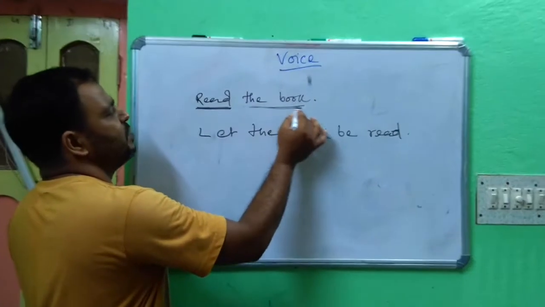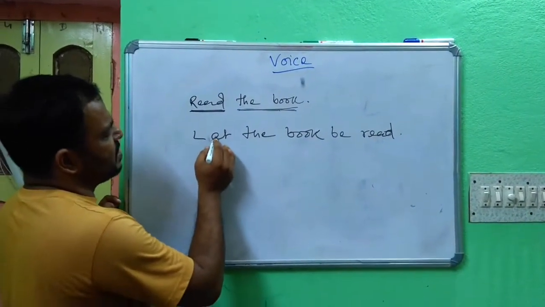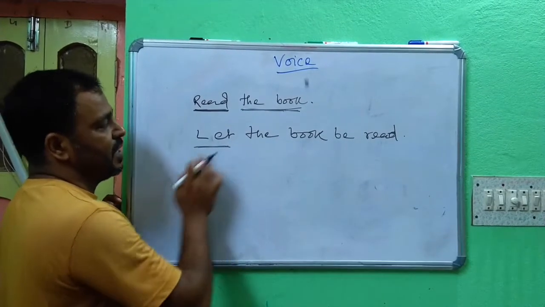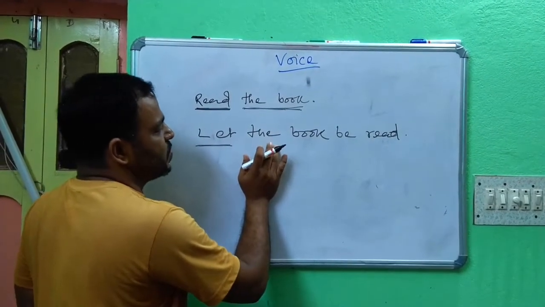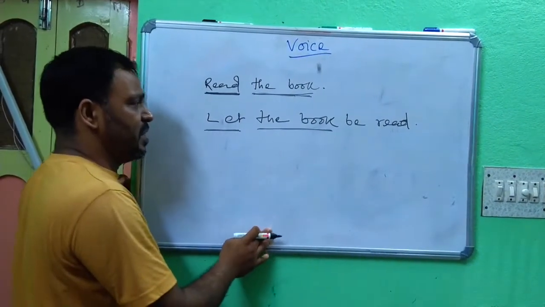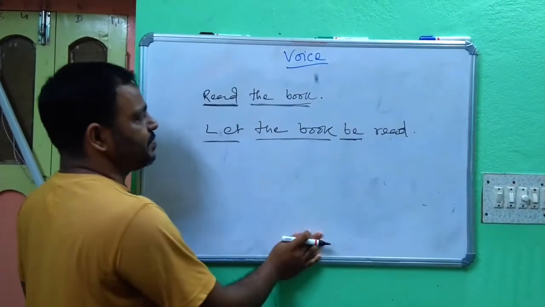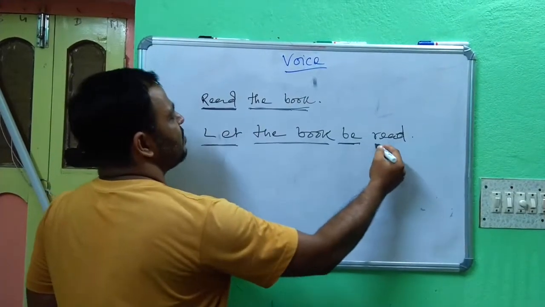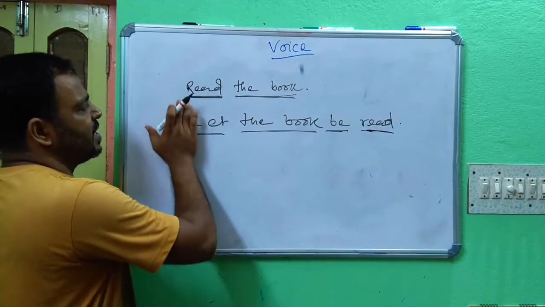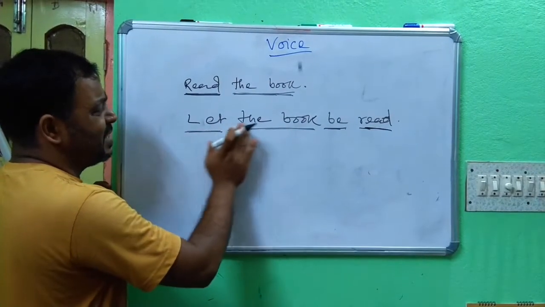Let's see. If there is an object in the sentence, that is the book here, in the passive voice the sentence should use let, and the object is to be used after let. The object becomes the subject here as per the rules of voice change. And the be verb is to be used here, be. And the past participle of the finite verb is to be used here, read. So, the sentence "read the book" would be changed in passive voice as: let the book be read.